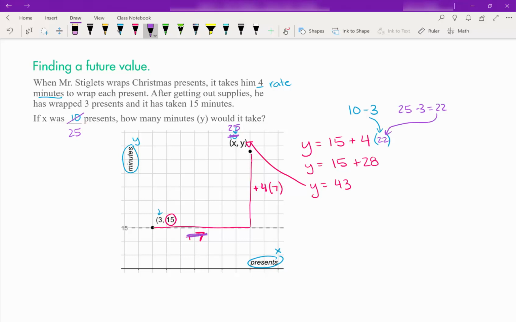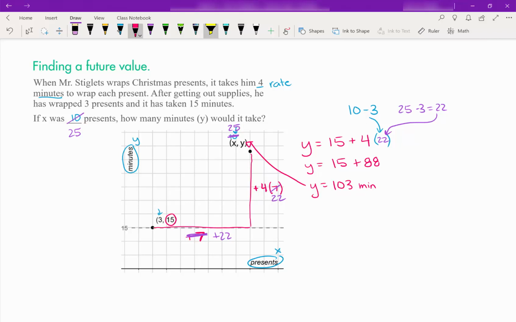So instead of 7 right here, that'd be plus 22. And instead of 4 times 7, that'd be 4 times 22. So if I wanted to go ahead and add up those new numbers, then I could compute 4 times 22, which I think is 88 minutes, and then add those two together, which would be 103 minutes. So I can find the new number of y based on the numbers that I have from x.